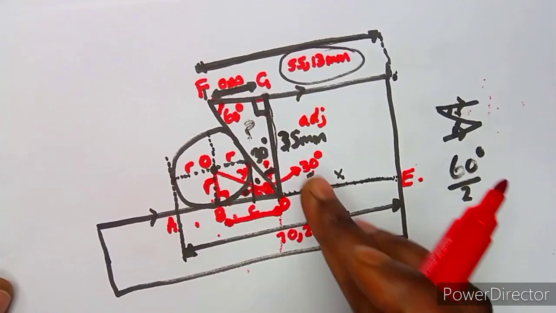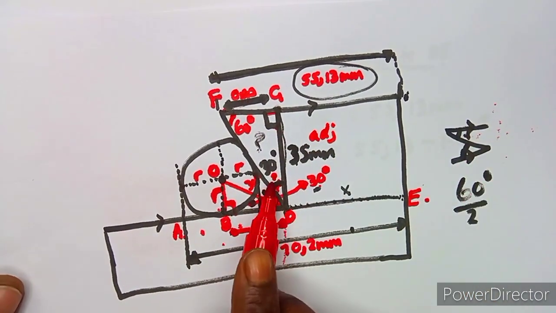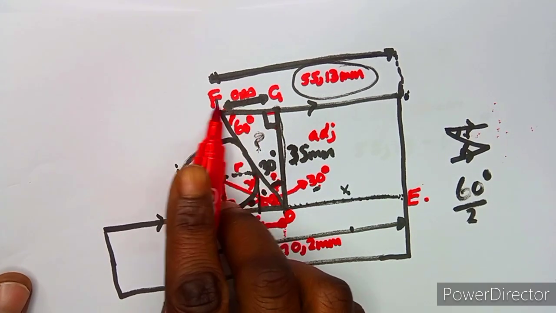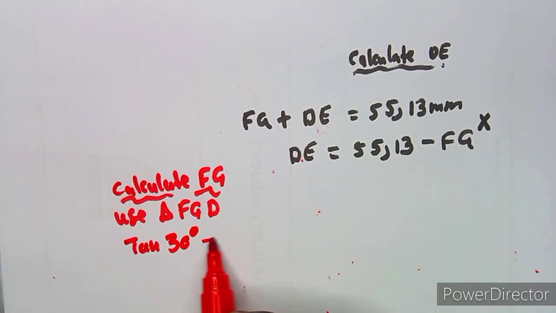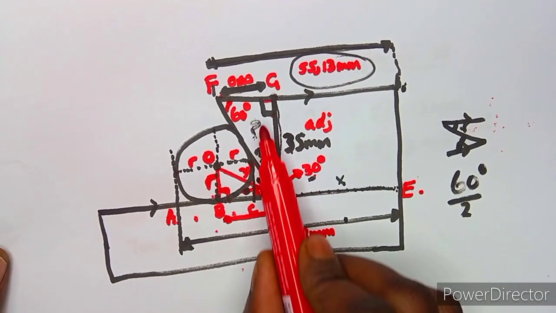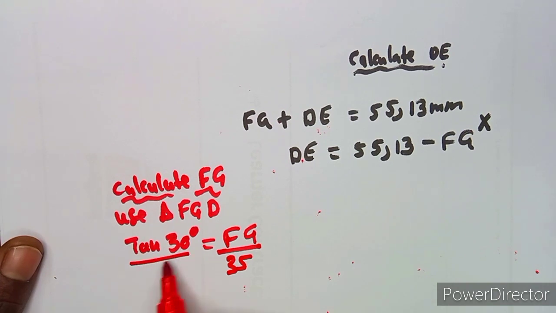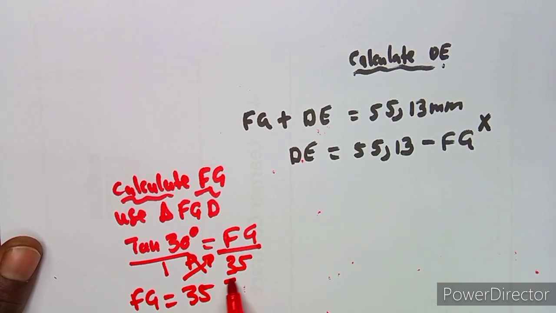Remember the ratio which is opposite and adjacent, guys, we talked about it. We said it's what? Tan. So tan 30 is equal to the opposite, which is FG, over the adjacent, which is this 35 millimeters that we are given. So that means someone can find FG here. Cross multiply: FG is equal to 35 tan 30 degrees.